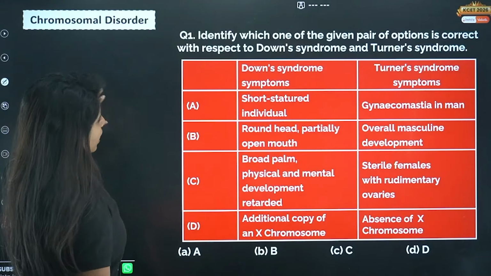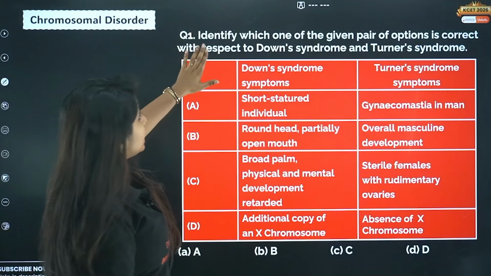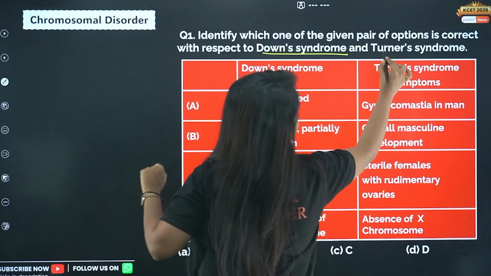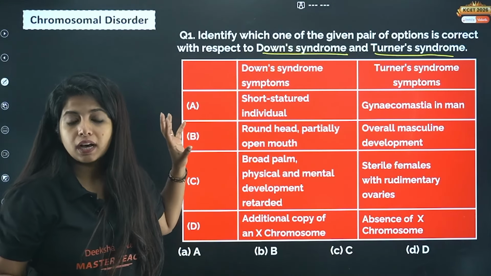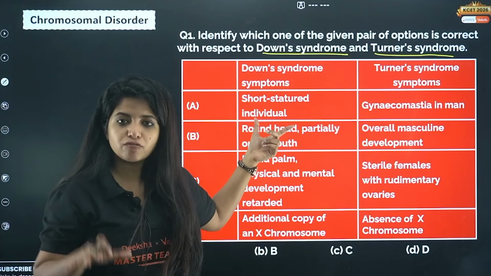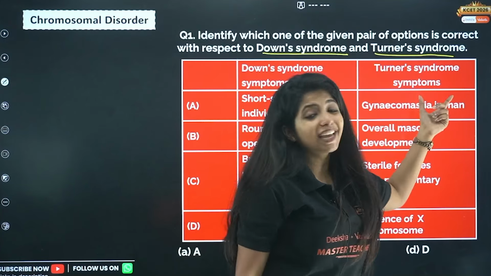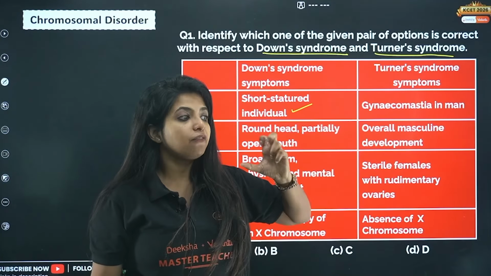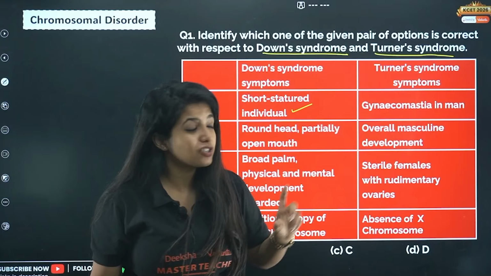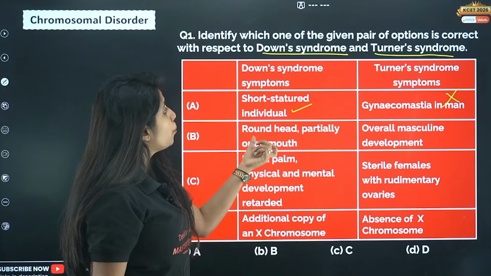So question number 1, my dear children, says: identify which one of the given pair of options is correct with respect to Down syndrome and Turner syndrome. So you should make sure that it is correct with respect to these two diseases. Down syndrome symptoms: short-statured individual. Do you think they are short-statured? Yes, ma'am. So this is correct. Turner syndrome: gynecomastia in man. Gynecomastia in man means breast development in man. Turner syndrome is affecting the females, my dear children. It's not the men who are getting affected over here. So this is wrong.